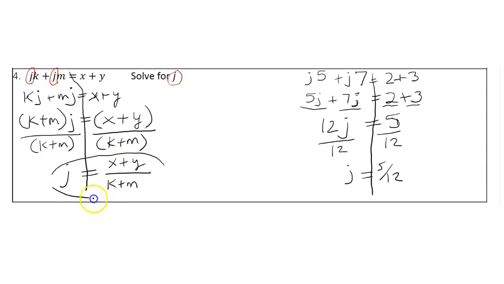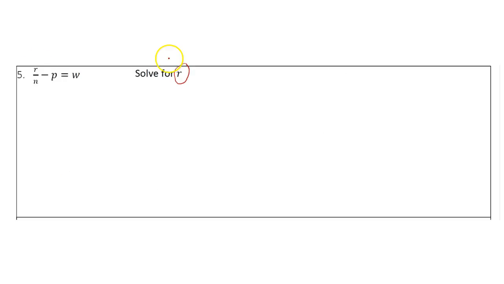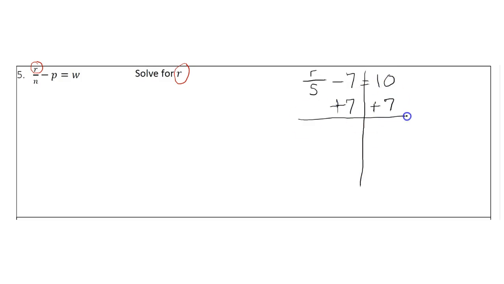Once again, the solution is when the variable we are solving for is alone. In example 5, we are solving for r. Replace the other letters with random numbers. N with 5, P with 7, and W with 10. The first step on the right is to add 7 to both sides of the equation, for r divided by 5 equals 17.